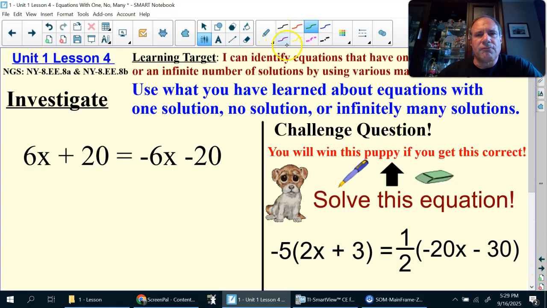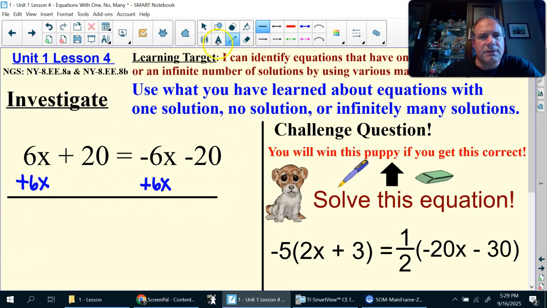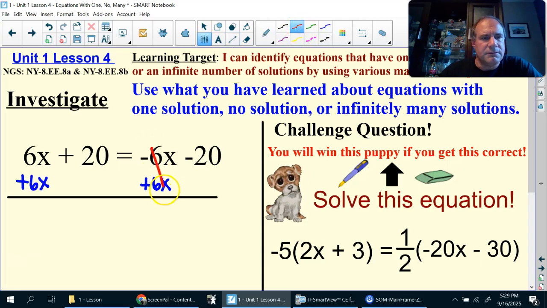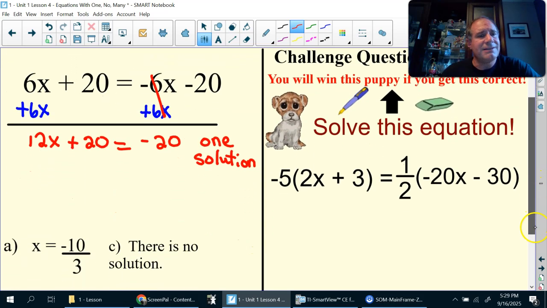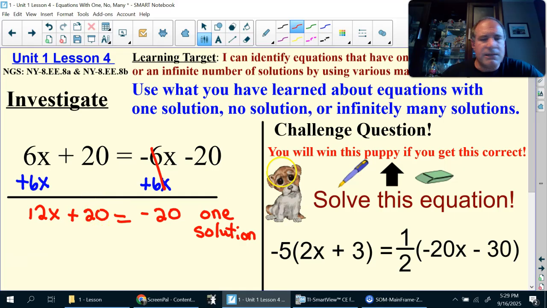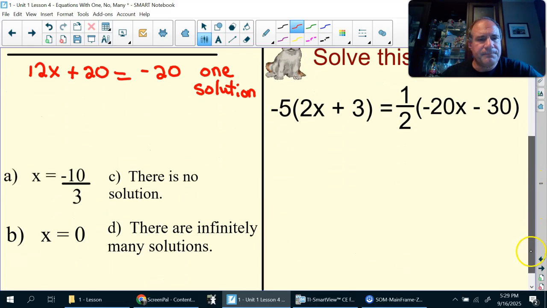All right, so right now we're just going to go ahead and just remember, you have to get the x's together first. So on this side they cancel, and on this side it's 12x plus 20 equals negative 20. So right now we have one solution. Now, sometimes they'll have you solve for that one solution. It is good practice. We could cross out no solution.